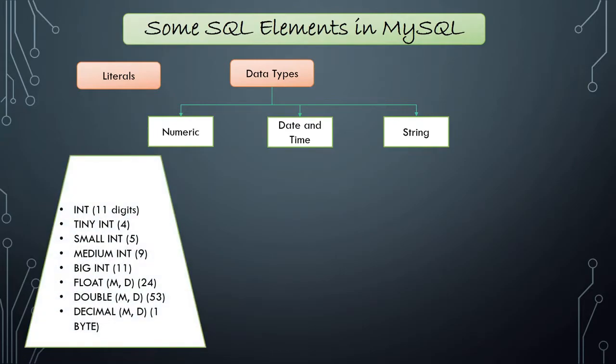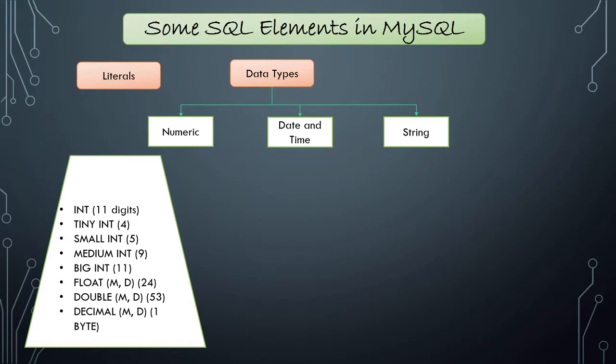First one, numeric data type. In numeric data type, we have different kinds of data types in MySQL. First one is int, that represents an integer. Its length is approximately 11 digits. Same case we have tinyint, which has a length of 4 digits, then smallint 5 digits. Same case with mediumint and bigint.